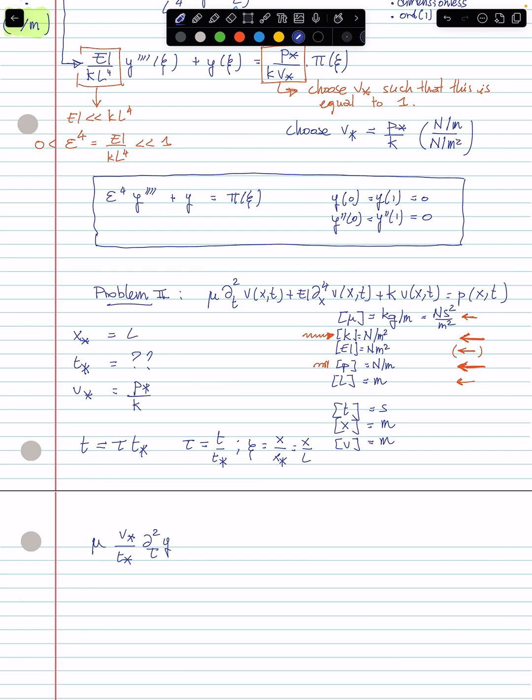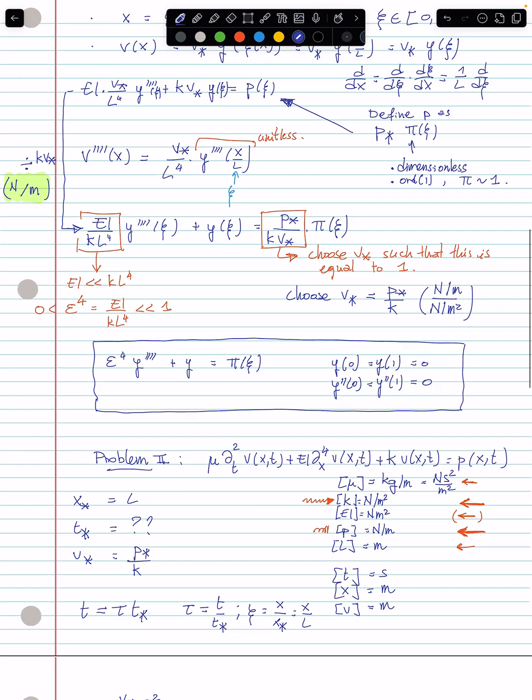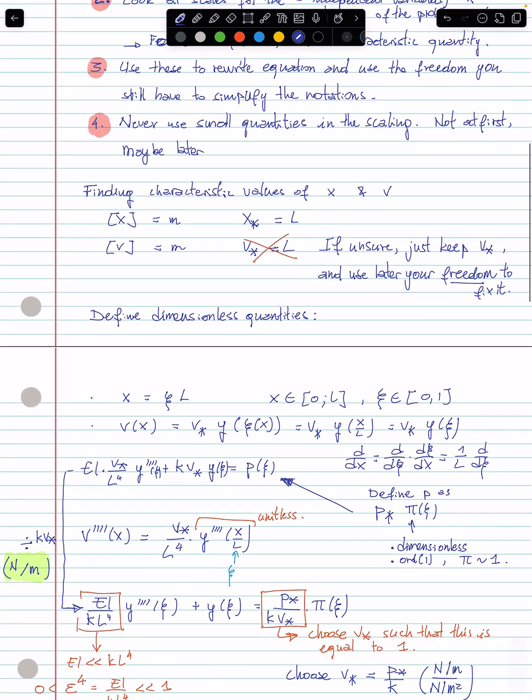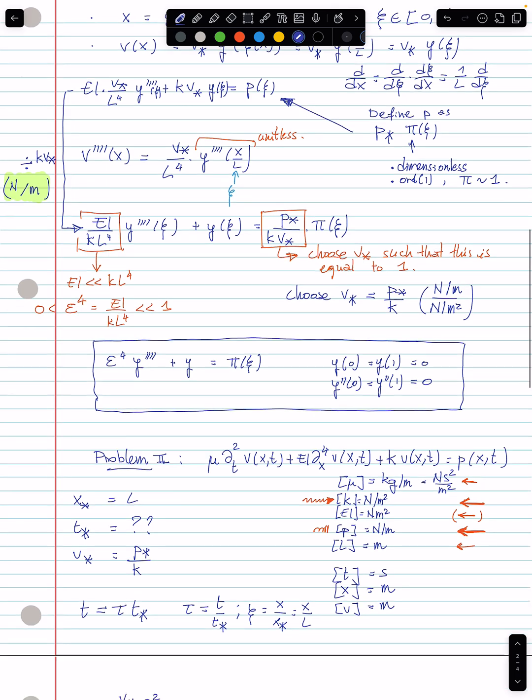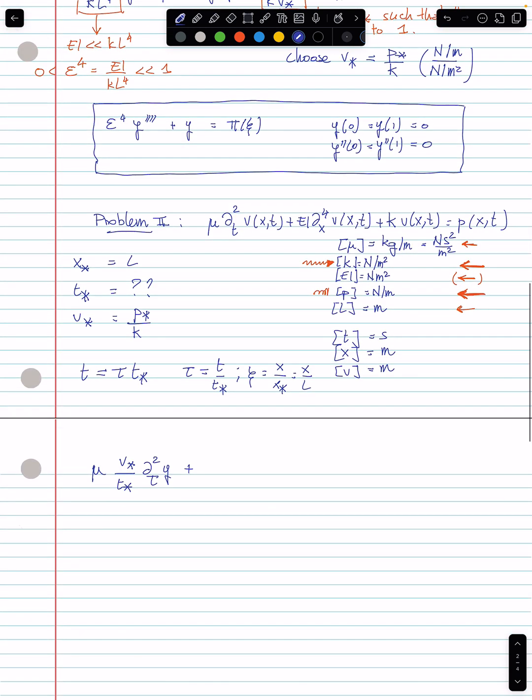All right, then the second term will be EI. We need to copy what we did earlier. EI times the fourth derivative. All right, so that's going to be EI multiplied by the fourth derivative with respect to space.